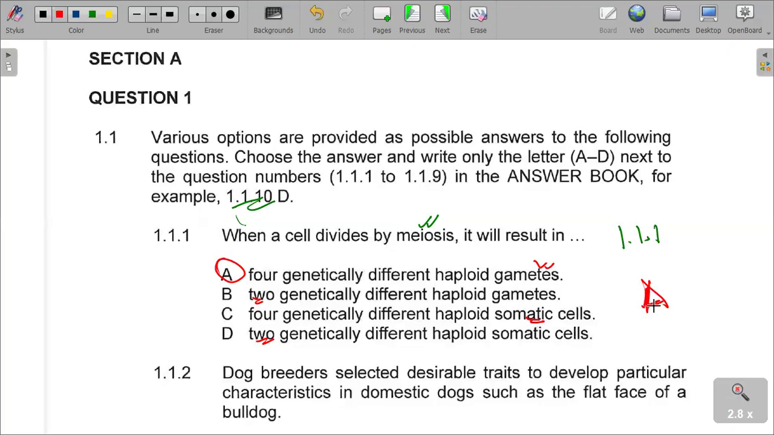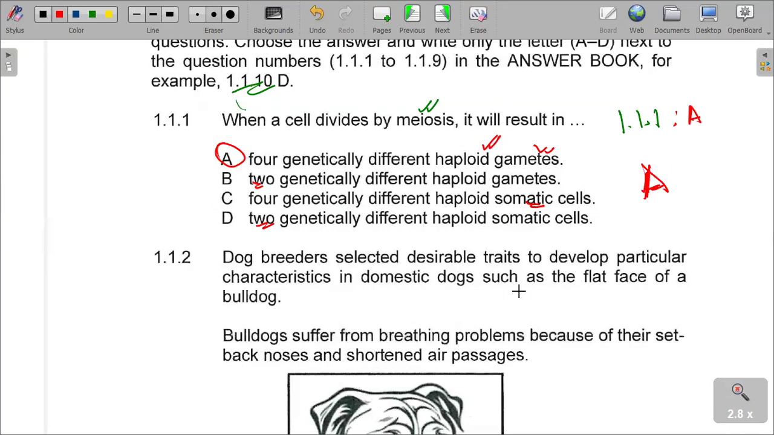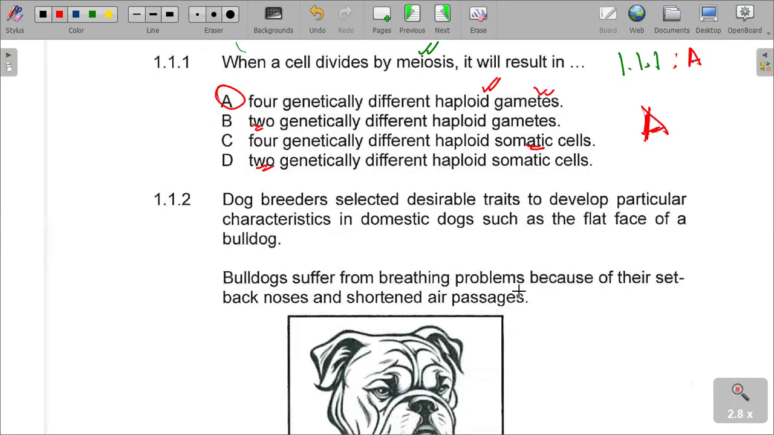Meiosis is responsible for formation of what? Not somatic cells. So our answer is written here. Just take note: 1.1.1, the answer is A, which is four genetically different haploid gametes, and not somatic cells. Please, class, not somatic cells. Take note of that. Question 1.2.